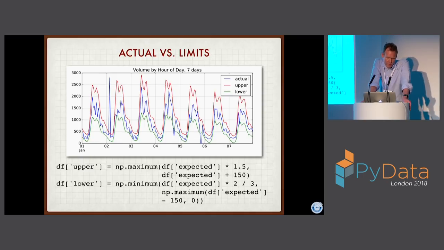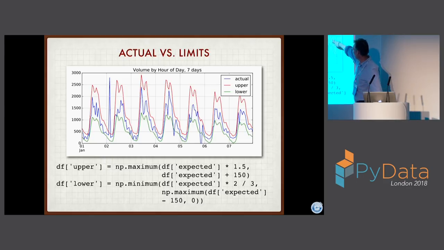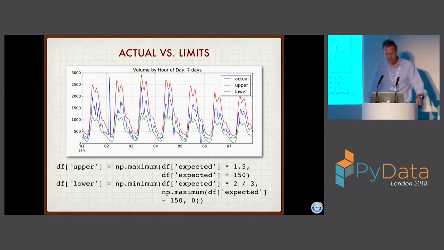So what we end up with, if we do that, is effectively saying, here's our actual pattern, and we've got some upper limit we're willing to accept, and we've got some lower limit, and they all kind of look the same, but they're scaled.